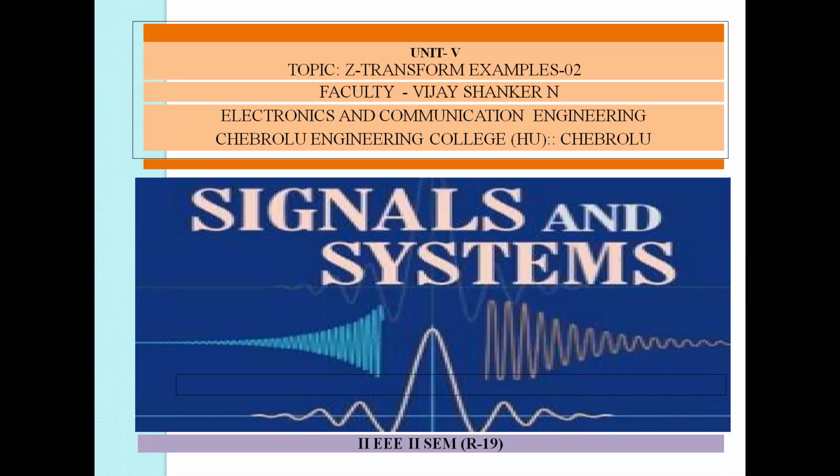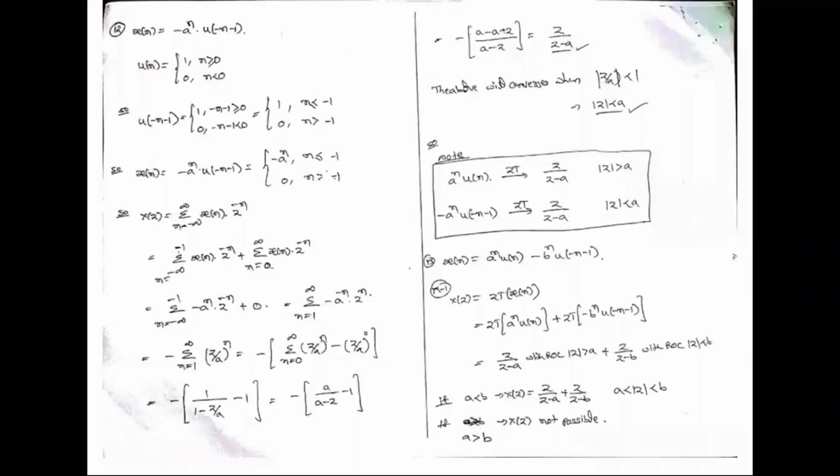Today, we are going to discuss some more examples in the Z transformation. In today's class, we already know that the Z transformation of a power n mu of n is Z by Z minus a, in the positive powers of Z. The ROC is right-sided, or it is called one-sided.